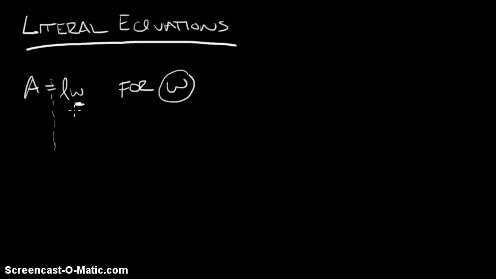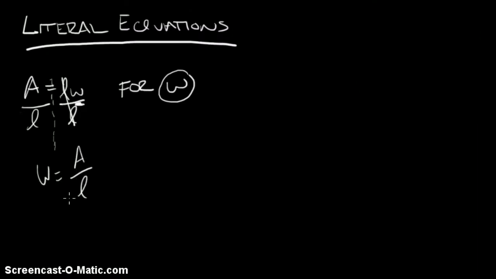Now you have to ask yourself, what is happening between the L and the W? Well, it's length times width, so we have to do the opposite. What's the opposite of multiplying? Dividing. So all we're going to do is divide both sides by L, just like that. On this right side, the L's cancel. Now we're just left with, and I'm going to switch the sides around, W equals A over L.